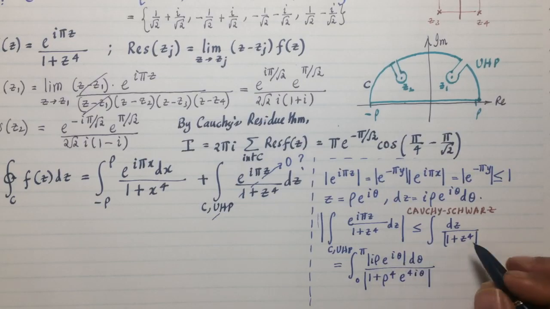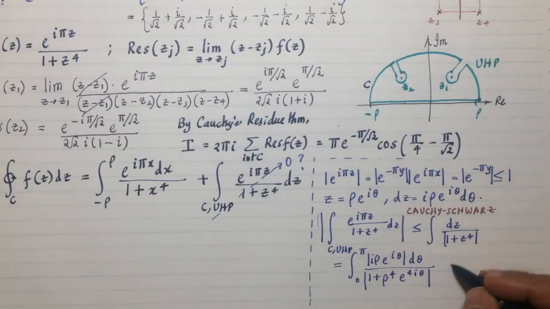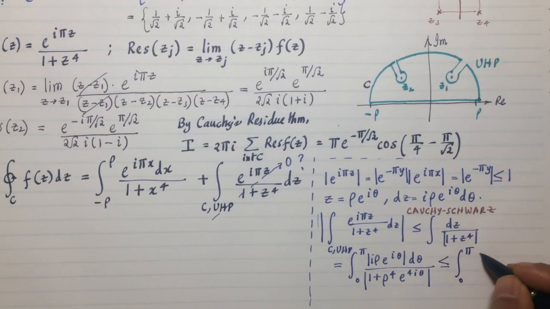The inequality sign comes when I choose to take the largest possible value. The largest possible value in the denominator comes when e to the 4i theta is equal to minus 1. So this is less than or equal to the integral from 0 to pi of the absolute value of rho over 1 minus rho to the power 4.